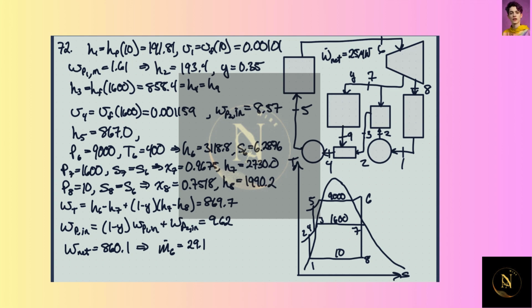Have a cogeneration plant modified with regeneration. So cogeneration and regeneration. We have steam coming into the turbine at 9 megapascals and 400 degrees C. It expands to a pressure of 1.6 megapascals, and we bleed some off. We bleed 35% of it off. So Y is 0.35. Y is the amount of flow through here that we bleed off.